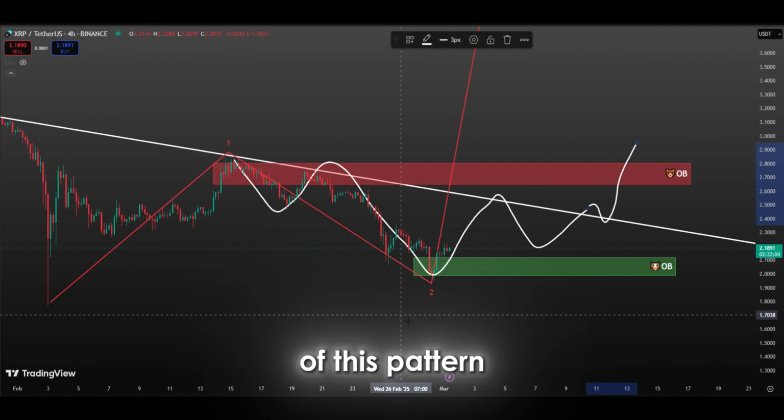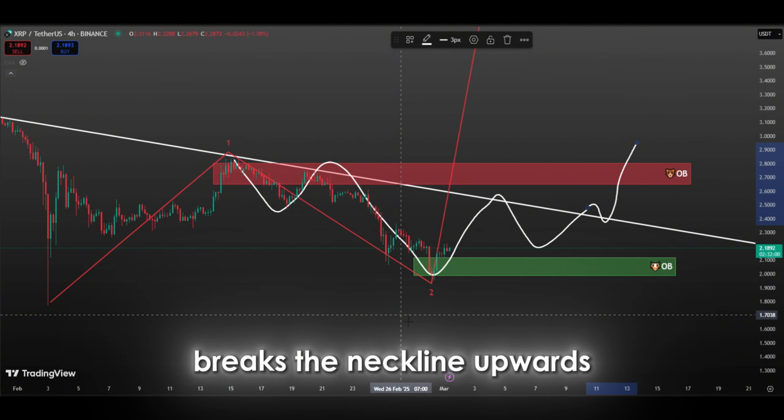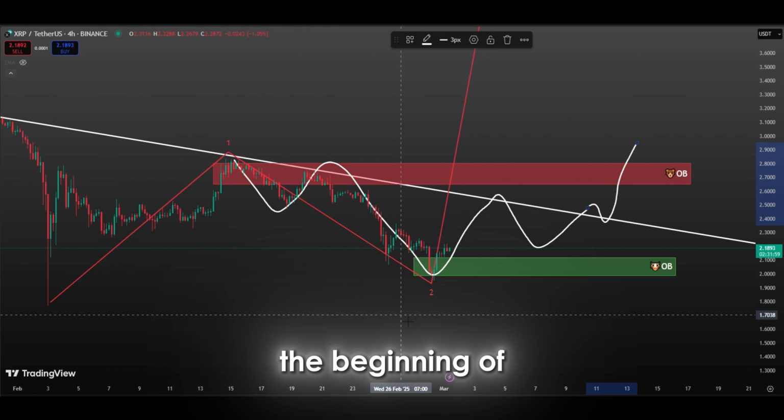The target level of this pattern is measured by the depth of the head. The distance from the head to the neckline determines the potential bullish level the price will move to when the pattern is completed. If the price breaks the neckline upwards, this could be the beginning of a bullish breakout. If this pattern is successfully completed, then XRP coin could experience an upward explosion. Let's keep looking at the other metrics so we don't miss anything.